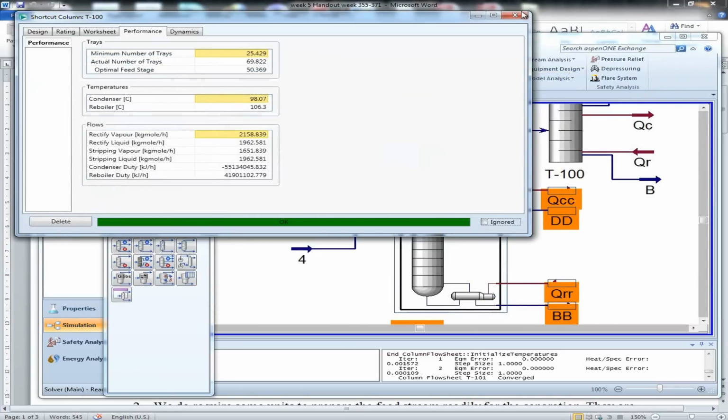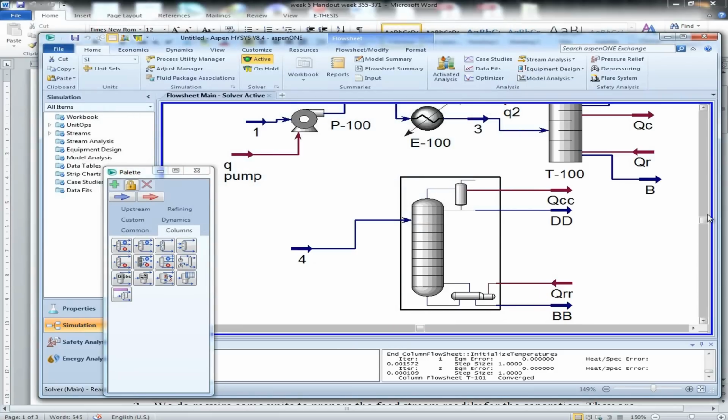Okay, that's all for the combination of distillation columns. So first you do the shortcut and then use the information there to put into the rigorous one, and then you have to make the product specification in this case. Okay, thank you for watching.